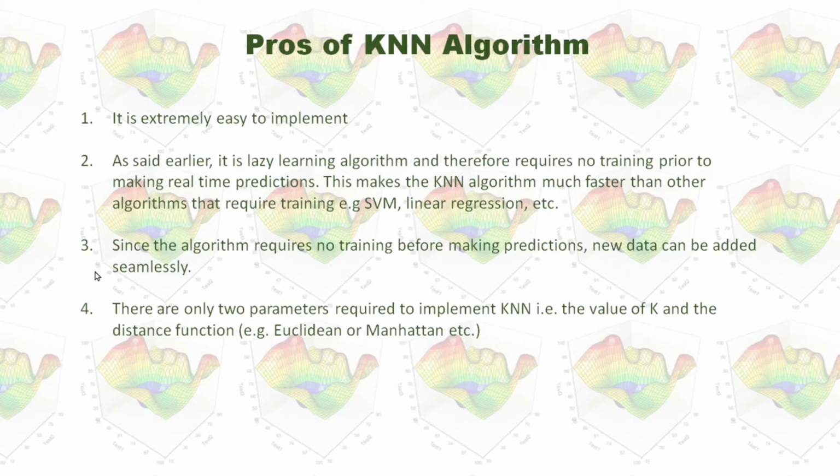The third pro is, since the algorithm requires no training before making predictions, new data can be added seamlessly. Lastly, there are only two parameters required to implement KNN. That is, the value of k, as I mentioned before, and the distance function.